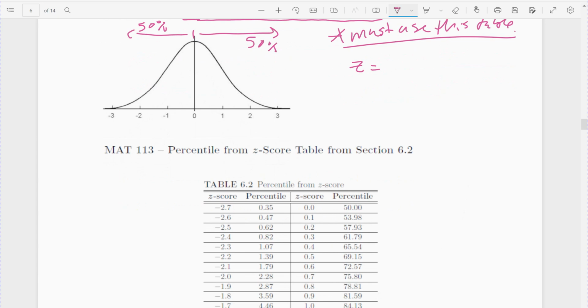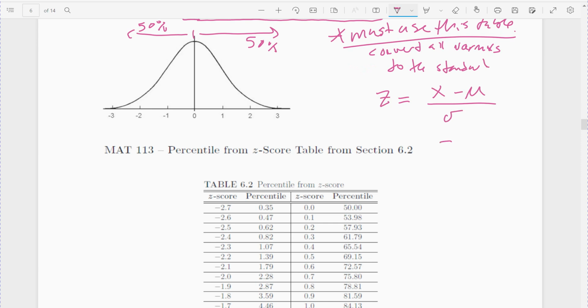And we have to convert to this standard normal curve. To do that, you have to use the formula to convert. We convert all normals to the standard so that we can use the table. The conversion is: z equals our x value given minus the mean given, over the standard deviation, and that will give us our z-score, the z number.